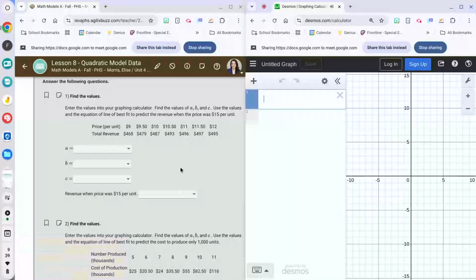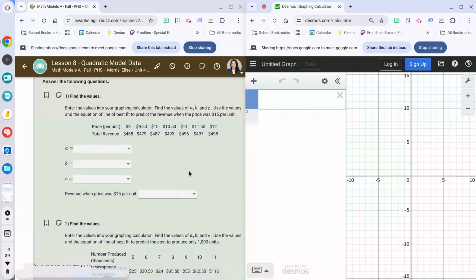Okay, let's take a look at quadratic models. We're going to use Desmos. So enter the values into your graphing calculator. We're using Desmos. Find the values of A, B, and C. Use the values in the equation of line of best fit to predict the revenue when the price was 15.